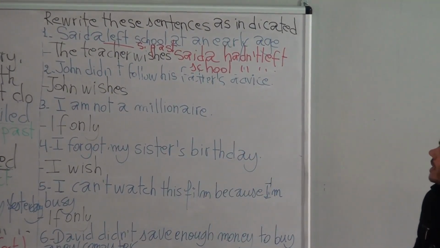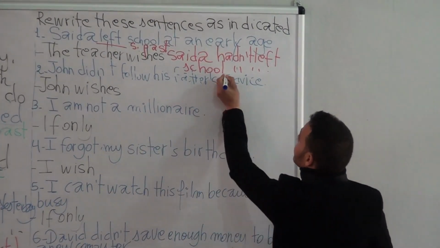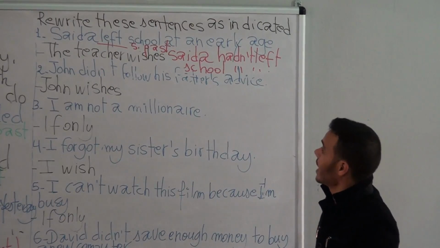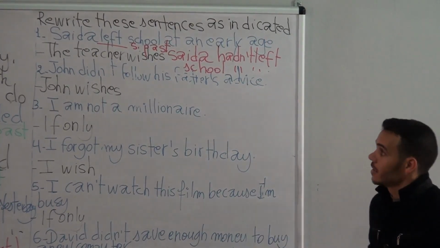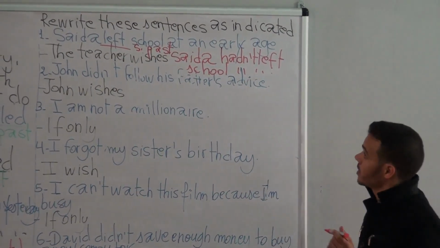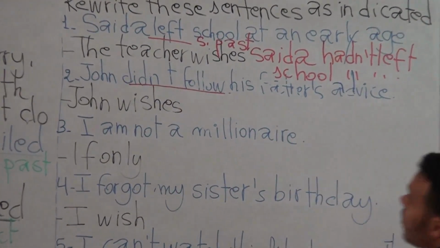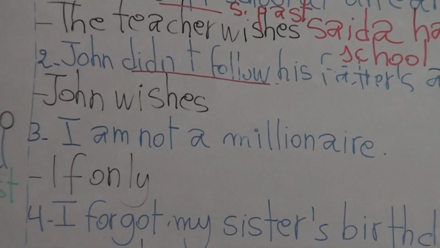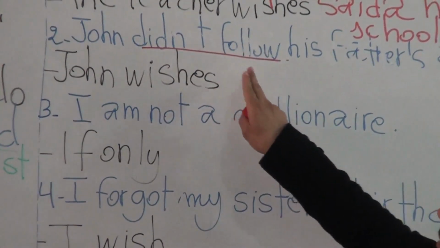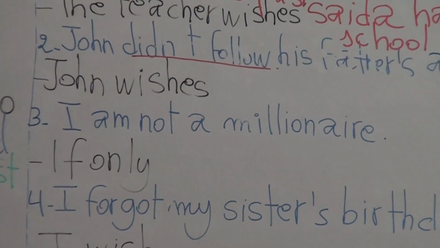John didn't follow his father's advice. Right? John didn't follow his father's advice. So John wishes. Again, first we have to identify the tense of the verbs. What is the verb? Here we have didn't follow. Right? This is the verb. It's conjugated in the past. How do we know? Because we have didn't. It's the negative form of the verb to follow. John didn't follow his father's advice.